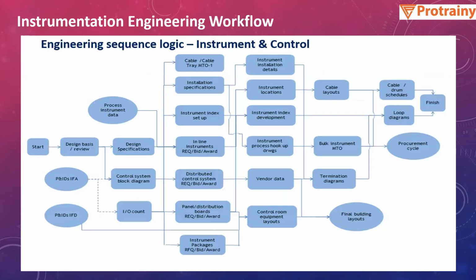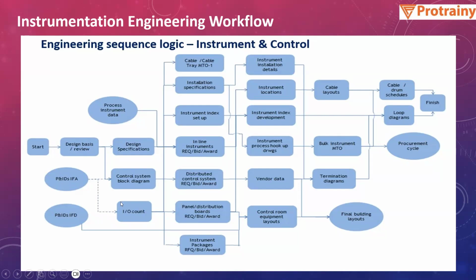So basically, similarly to the electrical discipline, we have the design basis first, then design specification, then we have the process instrument data. Based on that, we have the process data sheet, and the award of the process equipment is being done. Then based on P&ID IFA, we have control system block diagram. Based on that, the DCS specification is decided and DCS is awarded. And then we have the vendor data review.